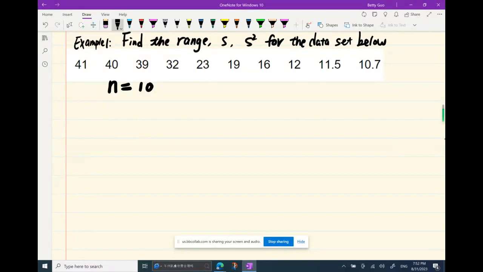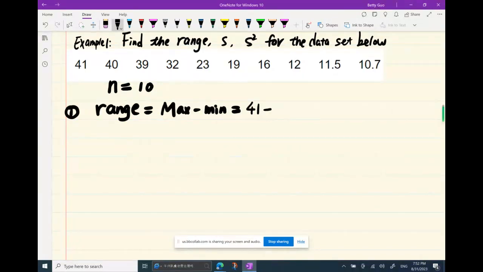You guys ready? In the first part, we are going to find the range, right? Do you remember the formula for range? Maximum minus minimum. Yeah, look at the data set. What's the maximum? What's the biggest value? 41. Awesome. What's the smallest value?